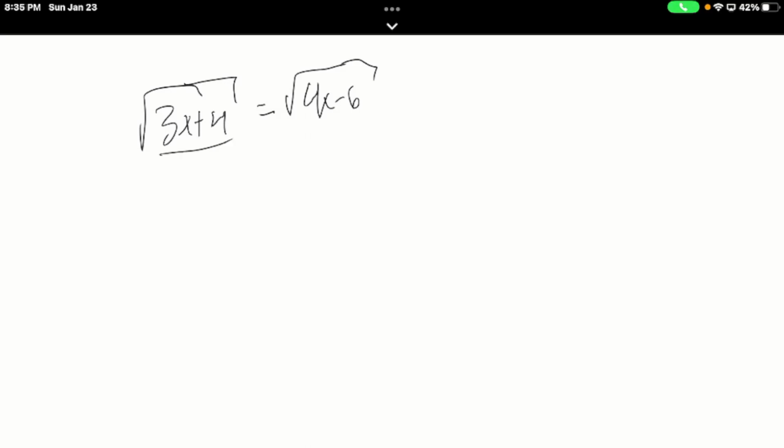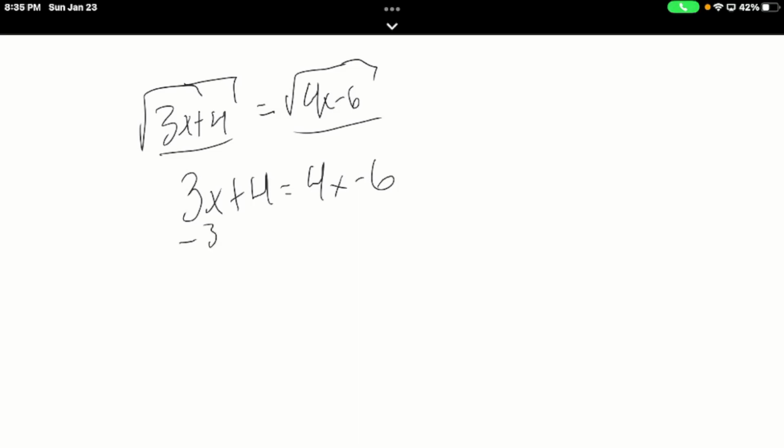Another one. Let's start off with this one. Root 3x plus 4 equals root 4x minus 6. In fact, if you can solve a linear equation, this one is just as easy. It just looks more complicated. Whenever you have a square root on both sides and there's nothing else with it, you can just set the insides equal to each other. Or, if you square both sides, in essence, it's just going to get rid of the square root. So I'm left with 3x plus 4 equals 4x minus 6. Two ways I can do this.